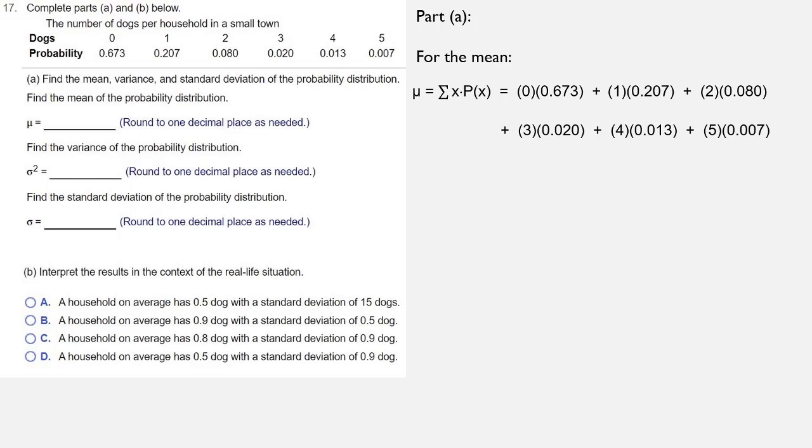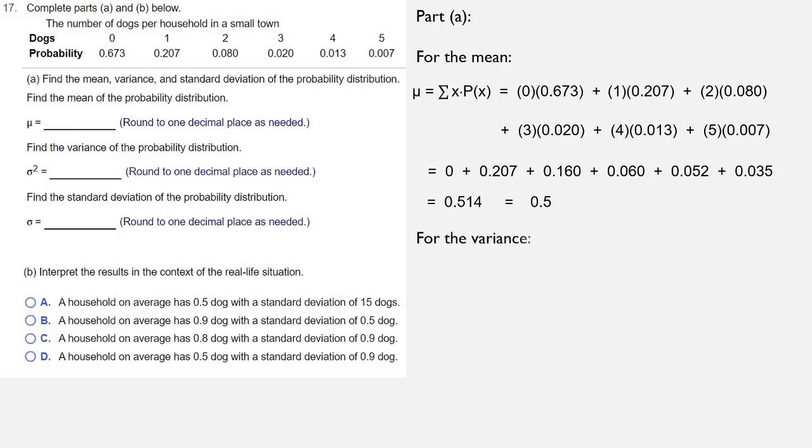5 times 0.007. We multiply these out, and we get 0 plus 0.207 plus 0.160 plus 0.060 plus 0.052 plus 0.035, and we add these together, and we get 0.514. That's our mean. It wants us to round it to one decimal place, so that's 0.5.